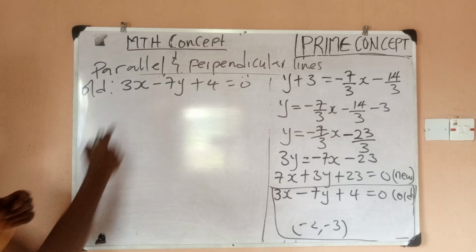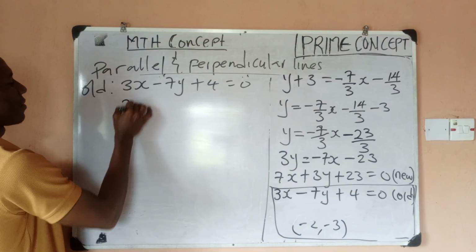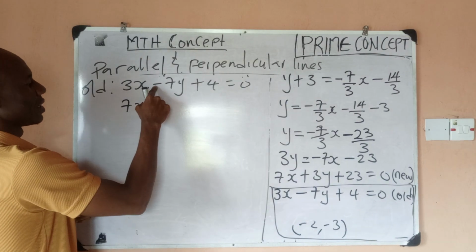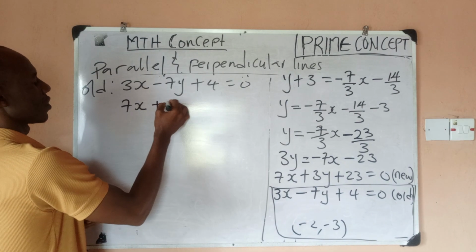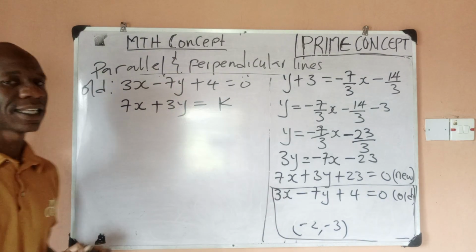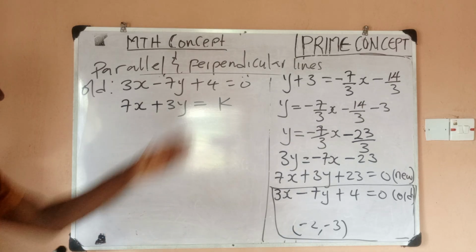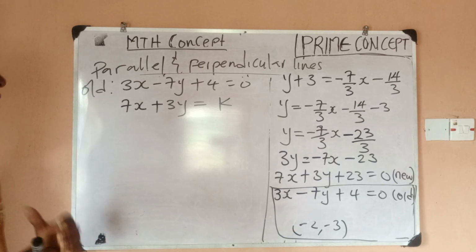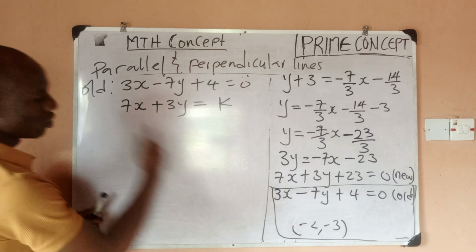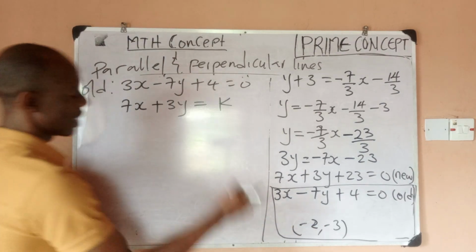So what I'm simply going to do is interchange their coefficients, right? So I'm going to have 7x, then change the sign. It's going to be what? Plus 3y. And it's going to be equal to some constant k, not the intercept necessarily, but a constant k. So what am I going to do? I'm going to use my given point. My given point is minus 2 and minus 3.